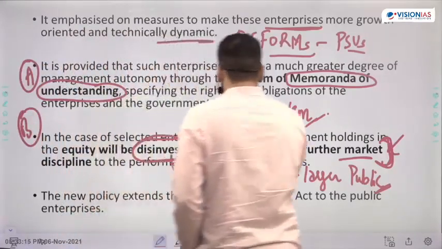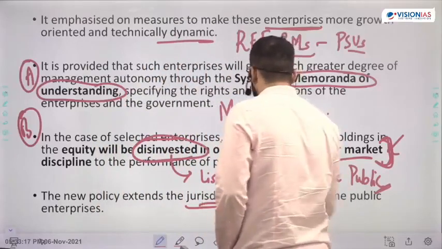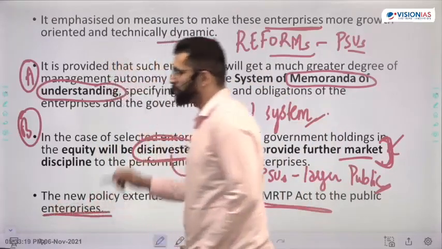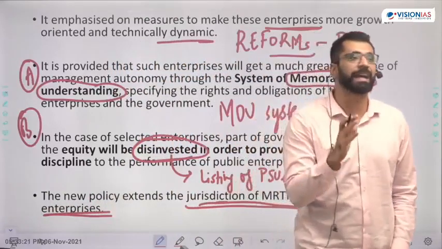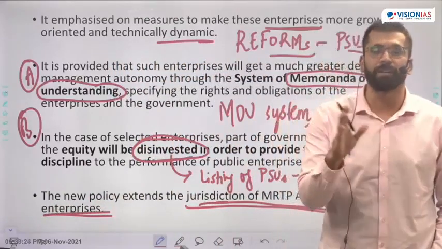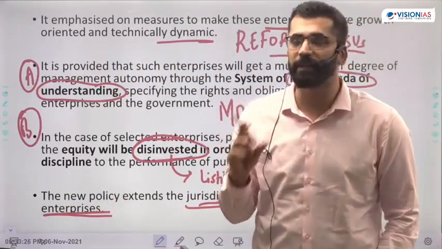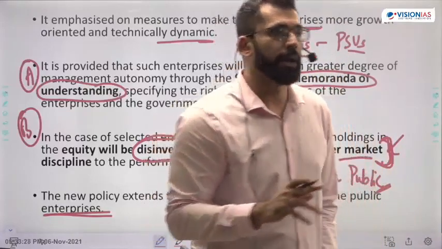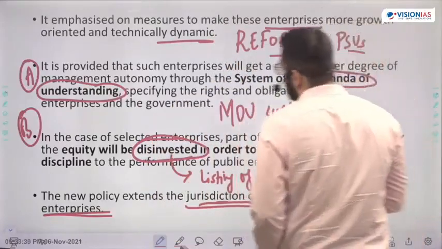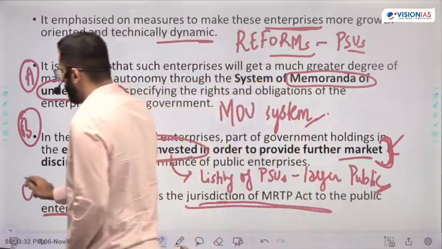The third is extending the jurisdiction of the MRTP Act to the public enterprises. Before 1991, the MRTP Act did not apply to the public sector units. सिर्फ private पे applied था ये MRTP. Now MRTP will also apply on the public sector enterprises.